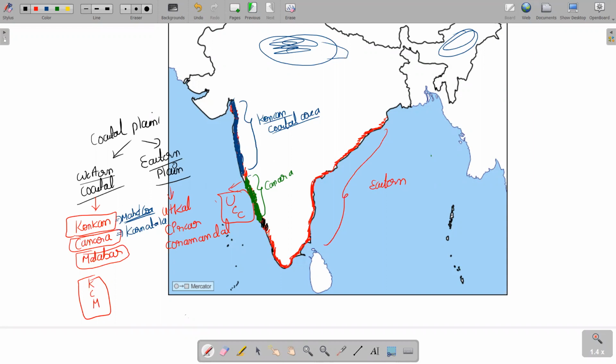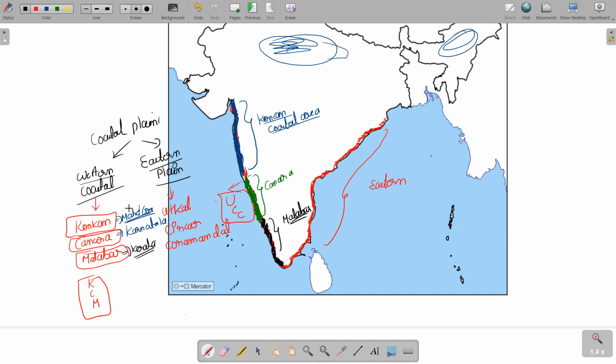You already know Malabar is present in Kerala, God's own country. Malabar up to here, whatever this entire area is, that is called Malabar. Malabar is a coastal area present in Kerala, God's own country. Just try to remember all the things that I have said in the last class. Konkan, Canara and Malabar, western coastal plains. Questions can be asked definitely.